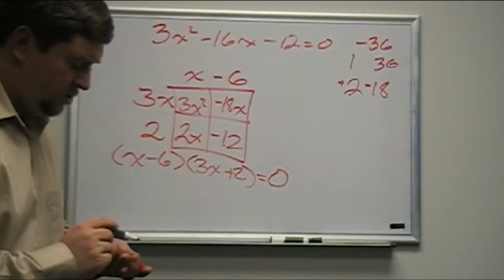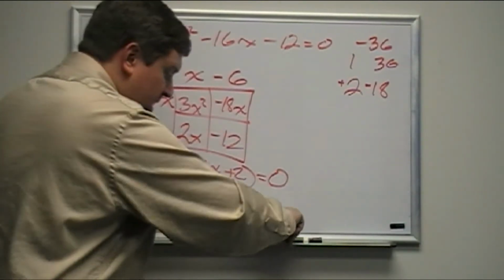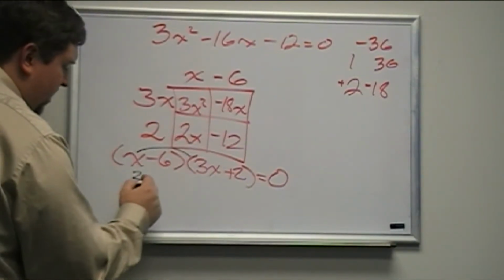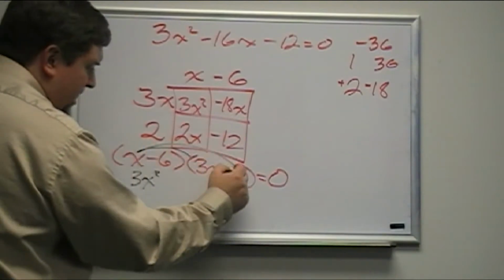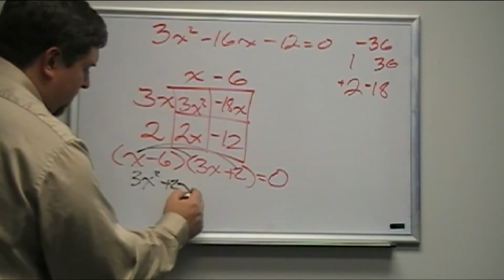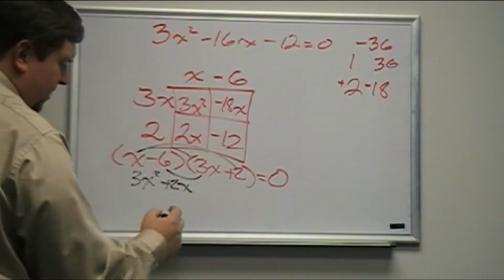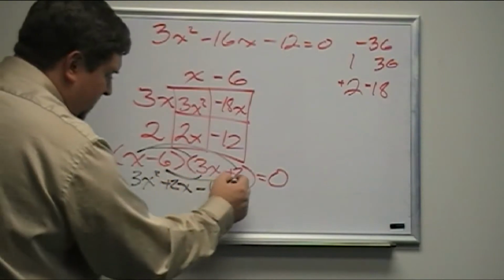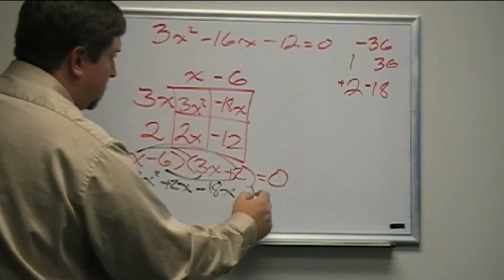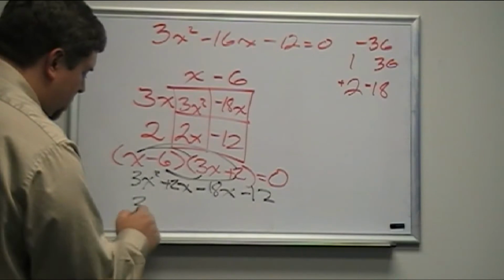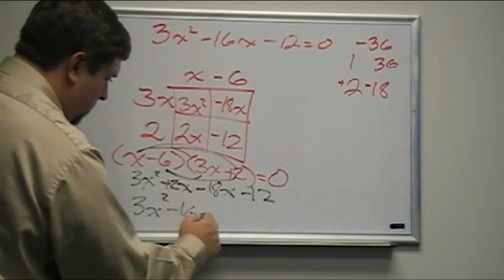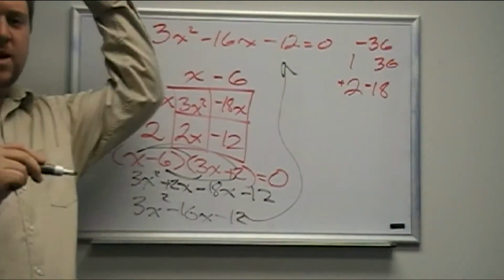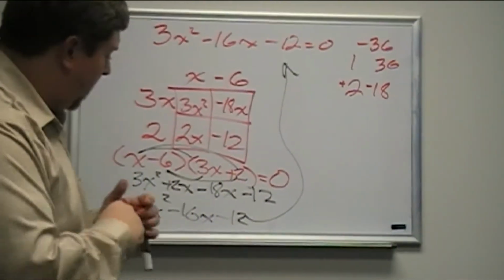Now I'm going to FOIL this one just to make sure I did this one right. So x times 3x is going to be 3x squared. X times 2 is plus 2x. Negative 6 times 3x is negative 18x. And negative 6 times positive 2 is a negative 12. Combine my like terms. Got us right back to the beginning, so it was done correctly.